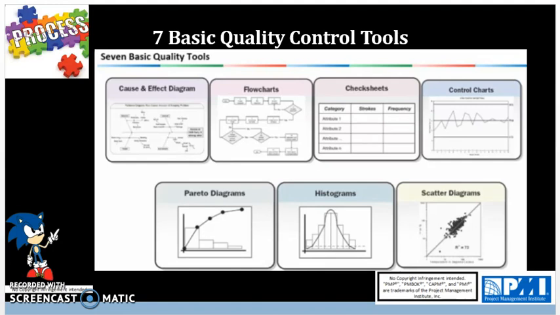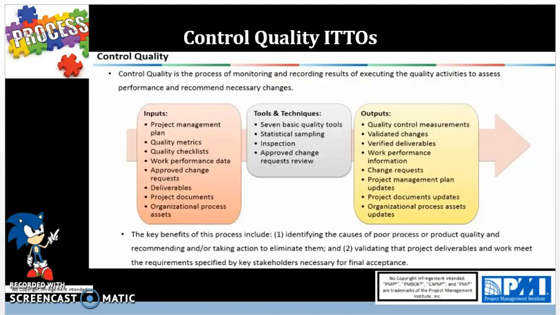Then you have statistical sampling as another tool or technique, and that is basically you don't want to plan for quality or control the quality, finding defects in the products on the whole population.